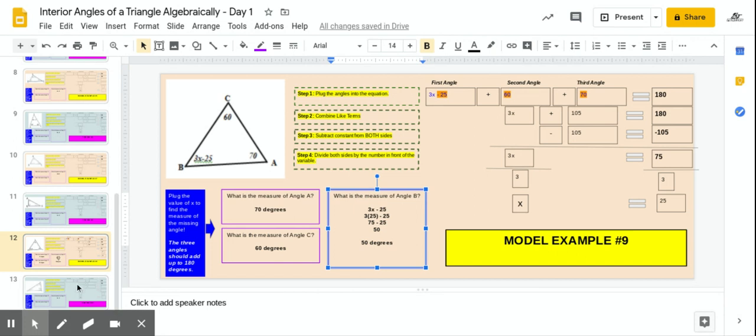Okay, you guys are now going to complete all the you do examples that are on, I believe, all the odd numbered slides. Okay, as always, if you have any questions, please don't hesitate to ask.